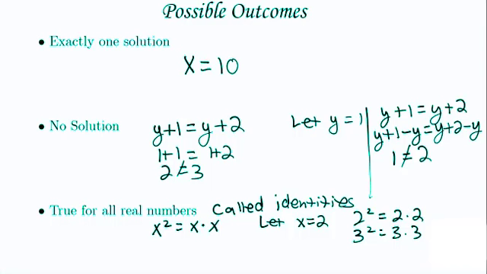So that would be an identity. Or another example, a very simple one, would be y equals y. So no matter what y is, this equation is always going to be true. Most of the time we're going to be working with situations where there's exactly one solution, but be aware that it could come out differently.